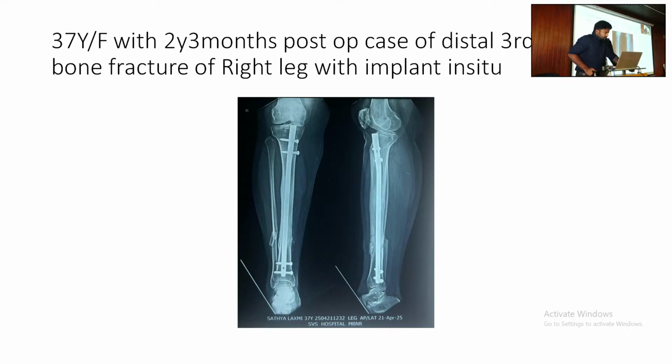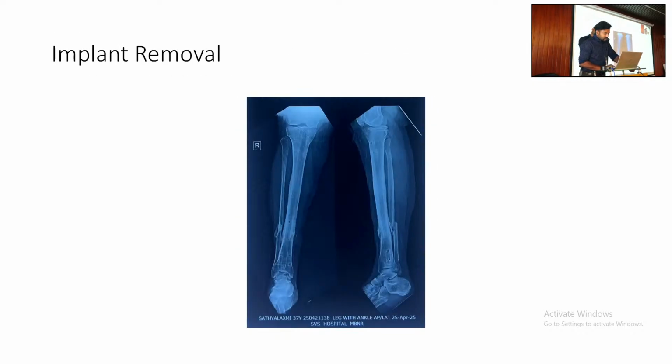A 37-year female with 2 years 3 months post-op case of distal third both bone fracture of the right leg with implant in situ. She complains of pain at the lower end of the tibia, so she wants to get it removed. So implant removal was done, sir. Fracture is consolidated well. Yes, sir. X-ray is very poor quality.